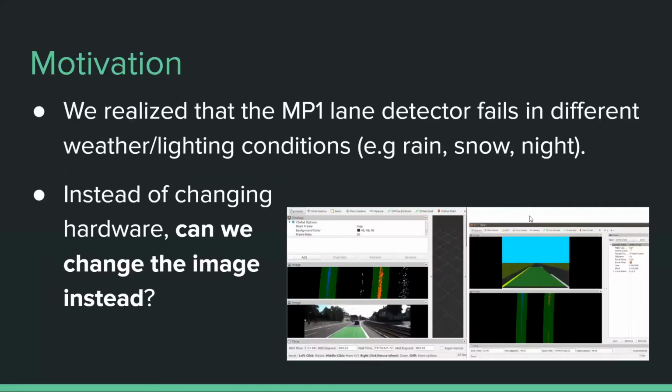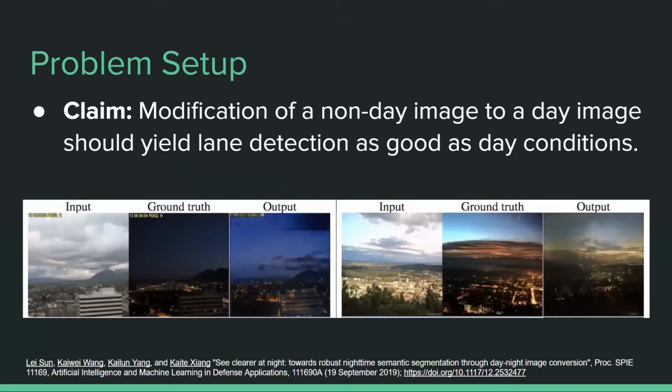The motivation behind this project was that we realized that the MP1 lane detector implementation fails in different weather and lighting conditions. So instead of changing the pre-existing hardware, we decided to act on the image that was being received by the lane detector. Our claim was that modification of a non-day image to a day image should yield lane detection as good as day conditions.